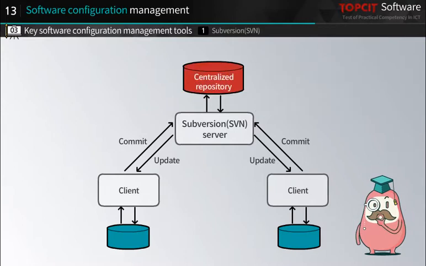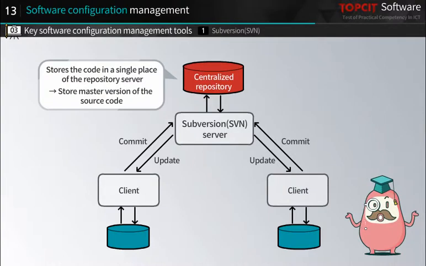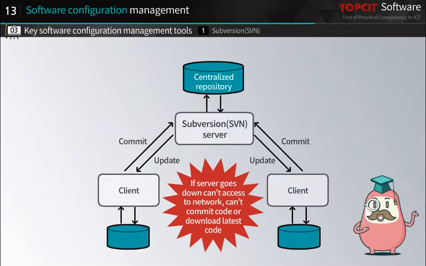A centralized repository system, such as Subversion, is used by many clients to receive and use files from a central server. At this point, the centralized repository stores the code in a single place, the repository server. When a developer receives, modifies, and saves the code, it is immediately reflected in the central repository, meaning that the server always has the master version of the source code. And if the server goes down or you do not have access to the network, of course you cannot commit the code or download the latest code.